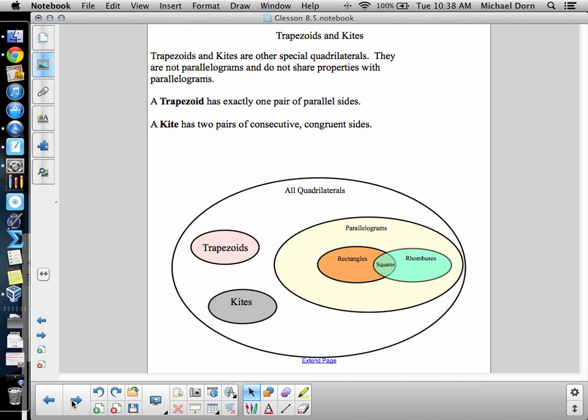Kites have two pairs of consecutive congruent sides instead of opposite congruent sides. And that's pretty easy. I mean, think about a kite. You got the two shorter sides, you got the two longer ones, right? Just picture a kite. That's why we call them kites. So trapezoids and kites are not parallelograms.